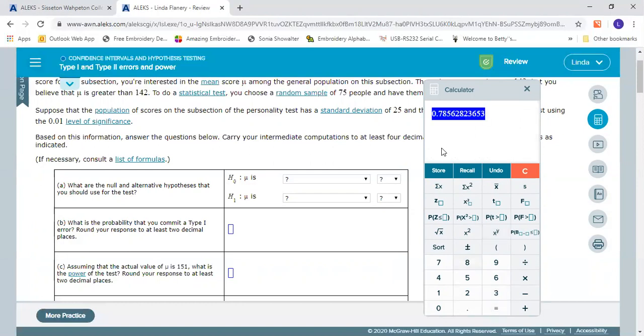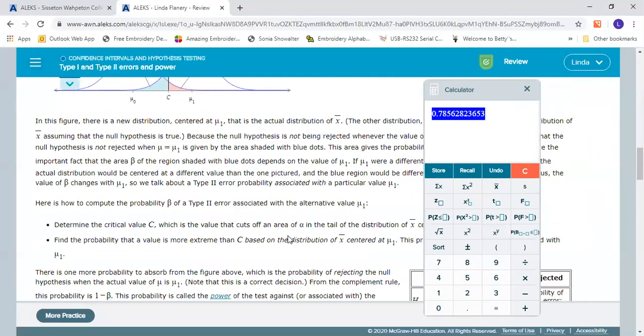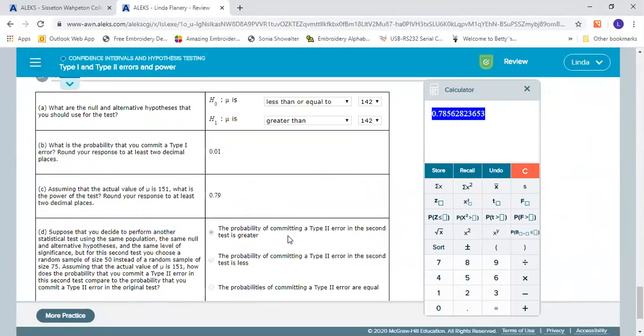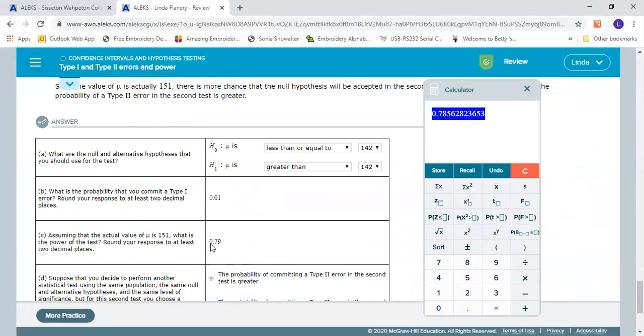I'm going to hit equals here. Rounding that off, I would have 0.79 to 2 decimal places. So if I slide down here, you'll see that I have 0.79.